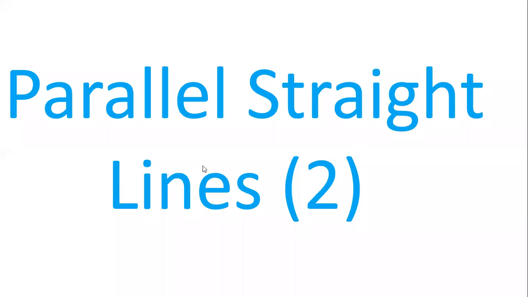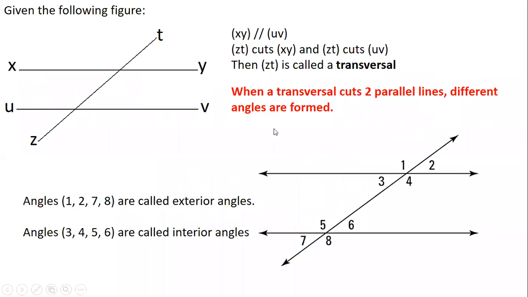Okay. So now we will start our second part of the lesson, which is parallel straight lines 2. Please pay attention to what I will discuss today because they are very important. Given the following figure, look at this figure, please. In this figure, we have a line XY parallel to the line UV. So line XY and line UV are parallel lines.